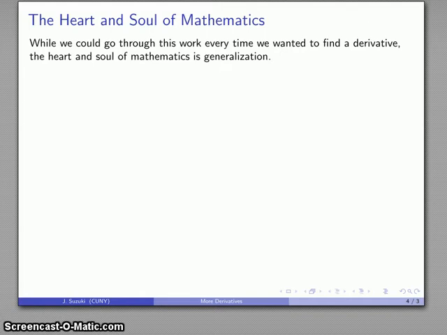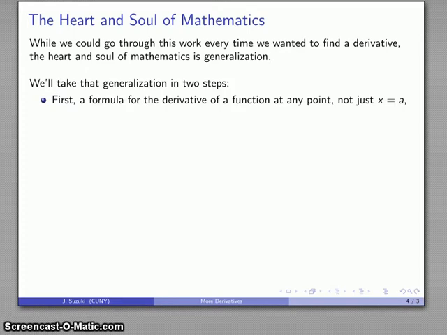Well, here's the heart and soul of mathematics. I could go through all of this work every time I wanted to find a derivative, but the heart and soul of mathematics is generalization. And there are two layers to that generalization. The first layer is, given a particular function, rather than finding the derivative at some specific point, x equal to a, I might try to find a formula for the derivative of the function at any point that I want. So I'm looking for a general derivative formula for the function. And so there's the first generalization.